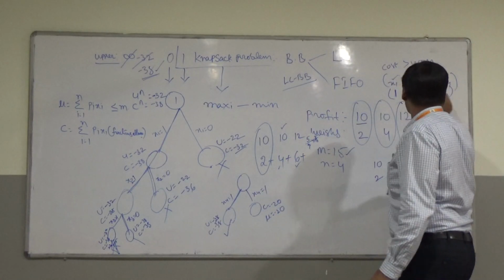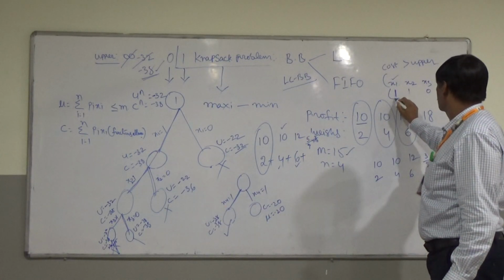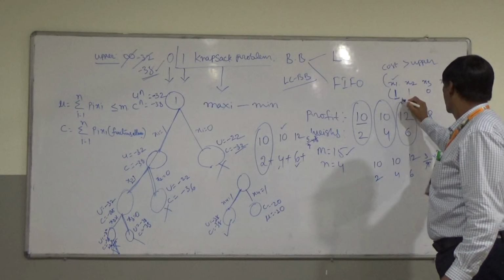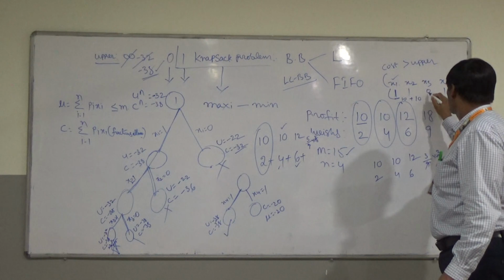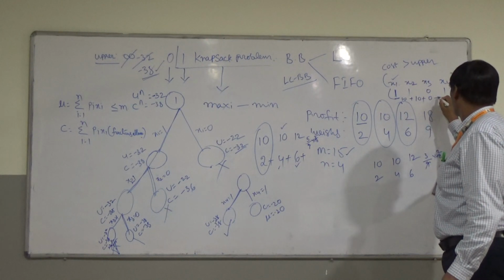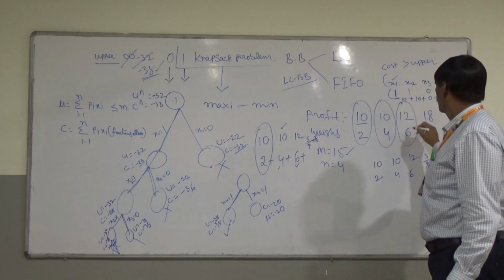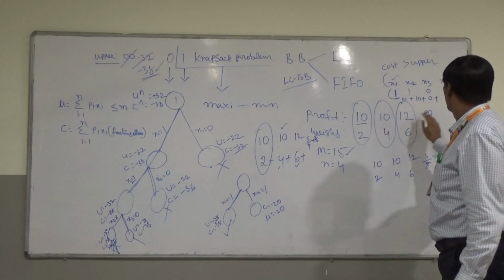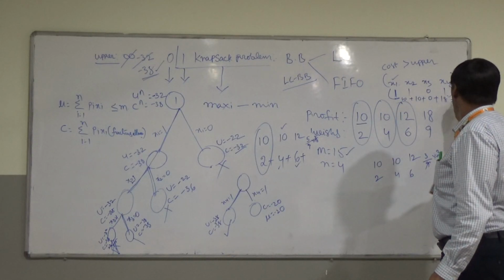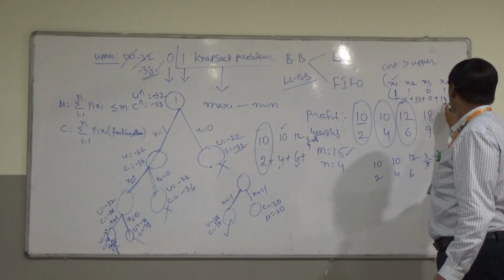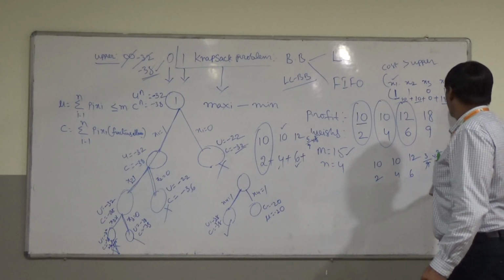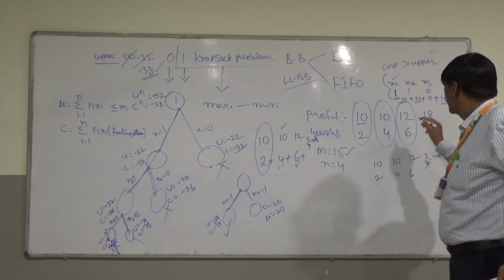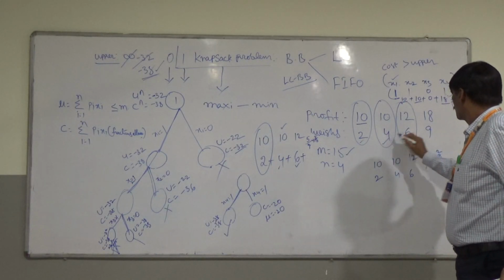So what is the total profit for that one? First x1 is considered, which means profit is 10. Next x2 is considered, profit is 10. Next x3 is not considered, which means profit is 0. Next x4 is considered, the profit is 18. So total is how much? 10 plus 10 plus 18. So the total profit is 38, and the weight is 2 plus 4 plus 9.